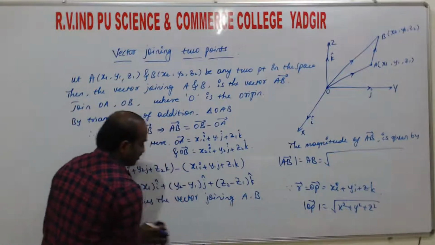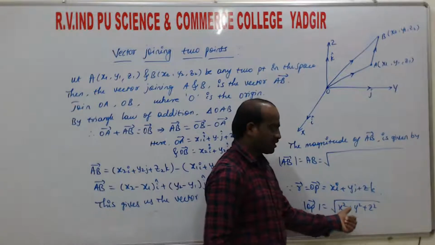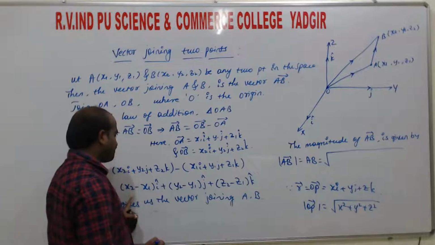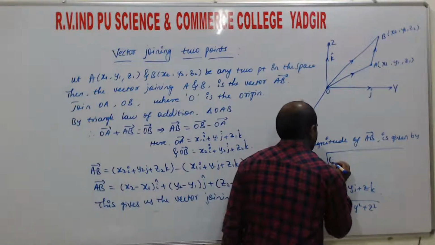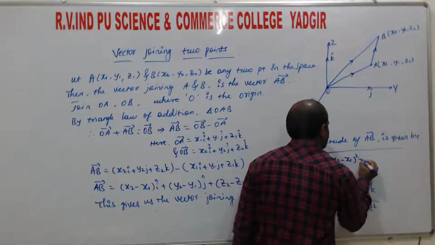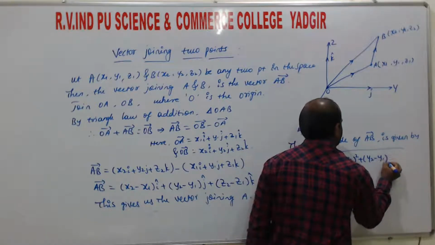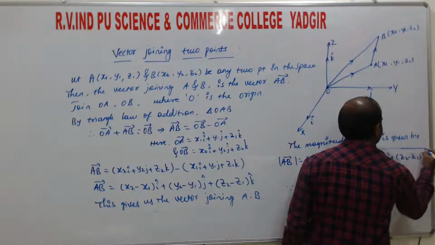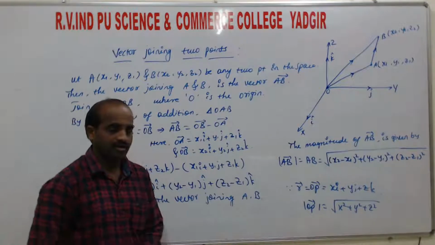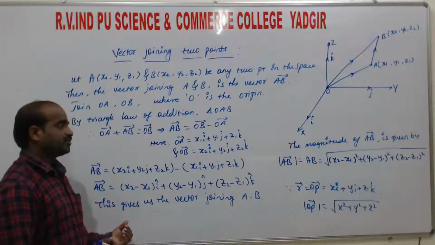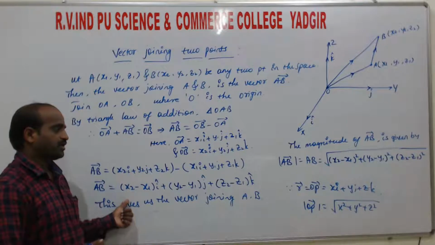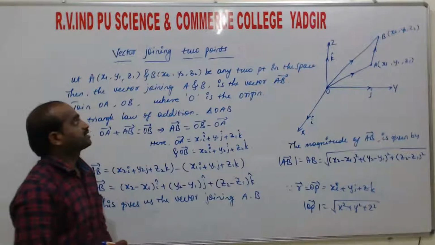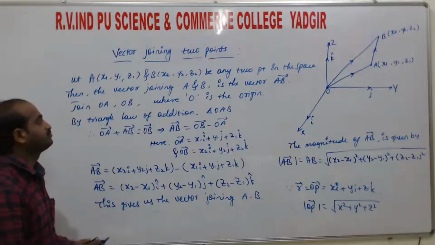Then the magnitude of OP is root of x square plus y square plus z square. The magnitude of AB vector is equal to root of x2 minus x1 whole square plus y2 minus y1 whole square plus z2 minus z1 whole square. This is the magnitude of AB vector, the magnitude of the vector joining 2 points.